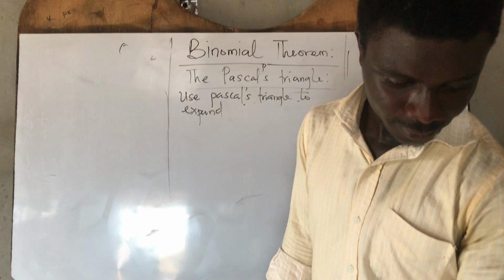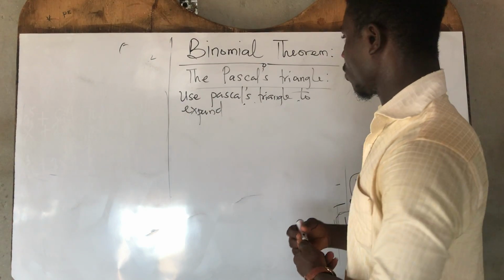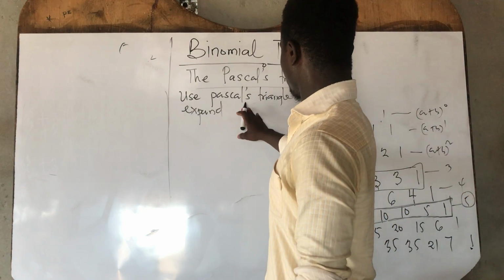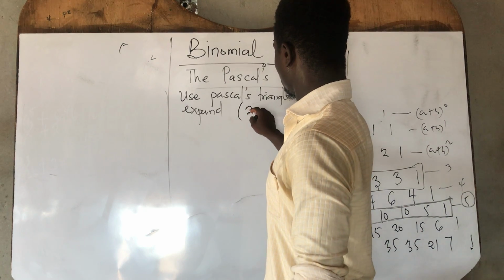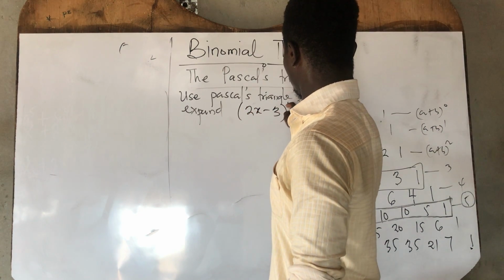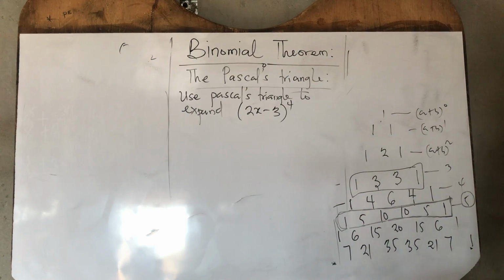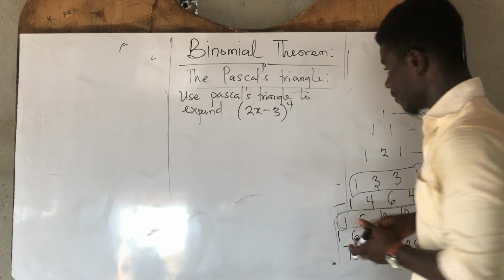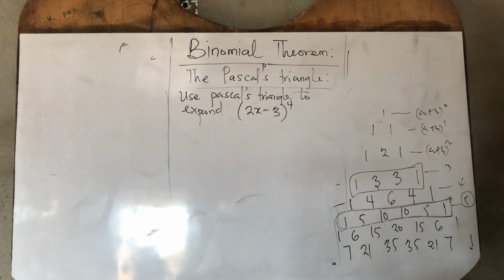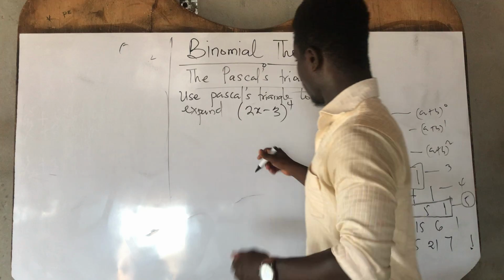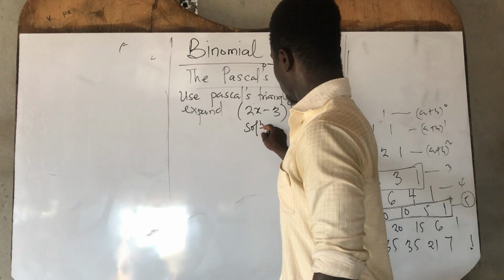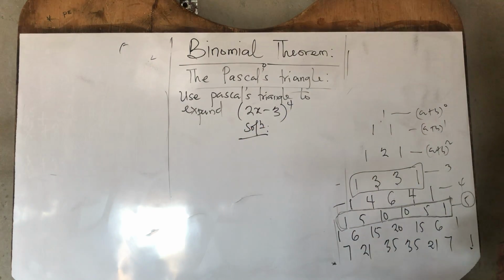So now let's see. 2x minus 3 all to the power 4. We are using Pascal's triangle to expand. So let's see how we can use Pascal's triangle to expand that. So, solution. So now we come here.